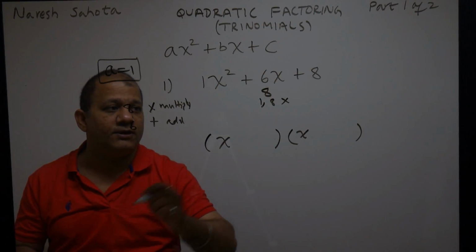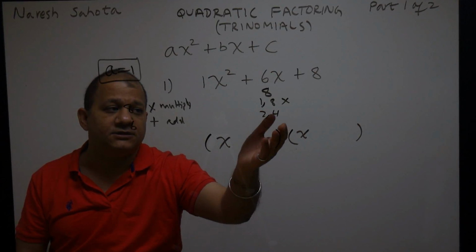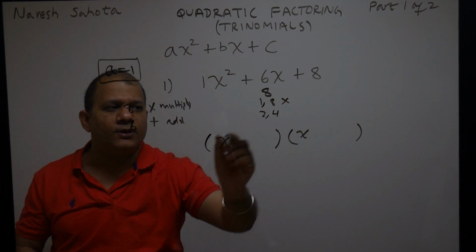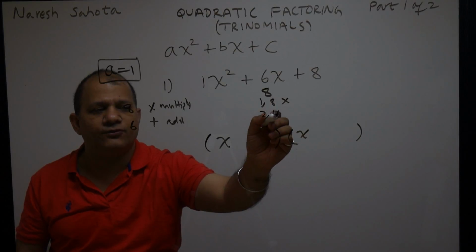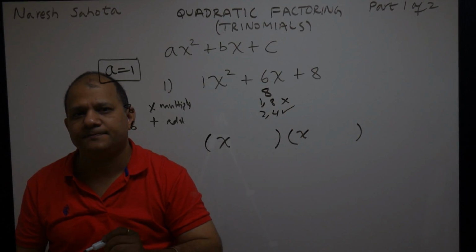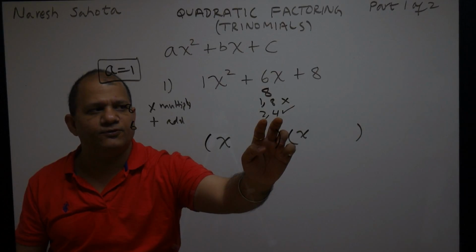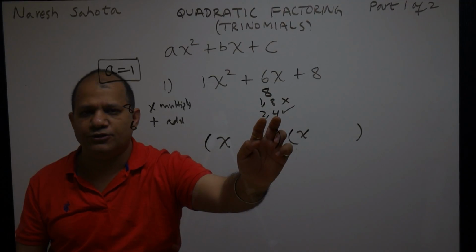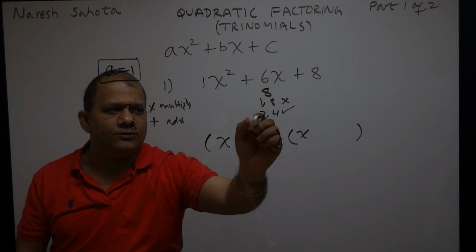2 times 4, right? So 2 times 4, and is there any other? There isn't, right? The last one would be 8 times 1, which we've already looked at. So 2 times 4 gives me 8, and what if I add them, 2 plus 4? When I add them, I get 6. So that's the right pair. So when I multiply 2 times 4, I get the last term, 8. And when I add these two, 2 plus 4, I get 6. So those are the two numbers.